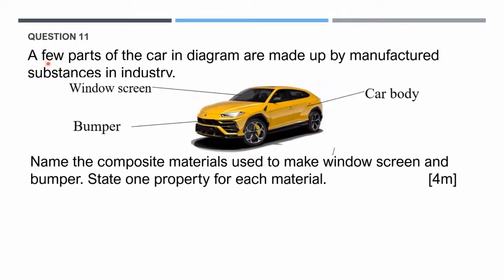Another question. A few parts of the car in the diagram are made up of manufactured substances in industry, where we can see window screen, bumper, and car body. Question. Name the composite materials used to make window screen and bumper. State one property of each material. 4 marks. 2 marks will go for the names of the two composite materials to make window screen and bumper, and another 2 marks will go for the properties of each material. Totally 4 marks.